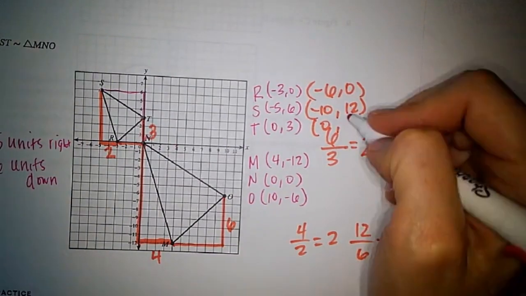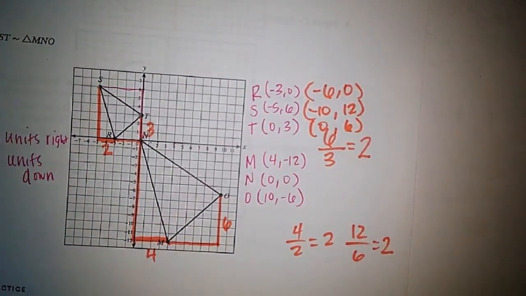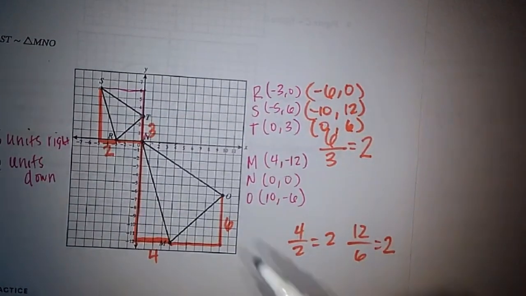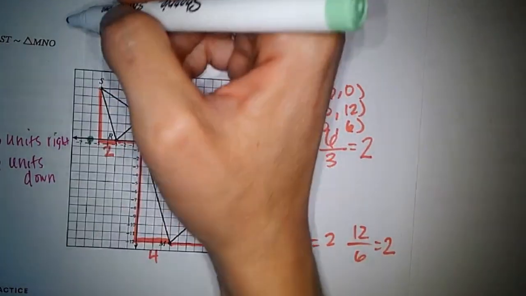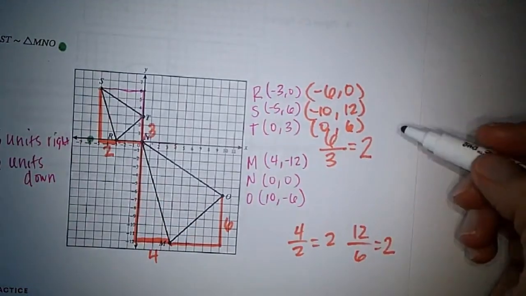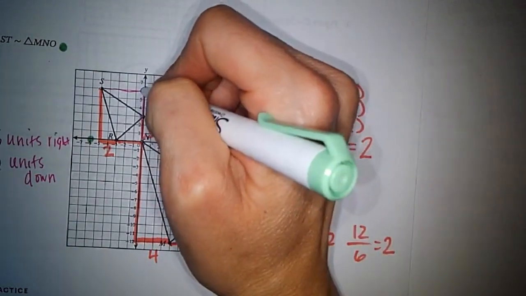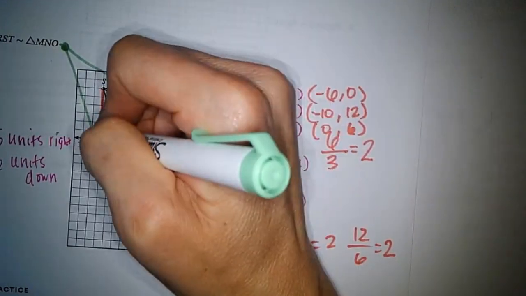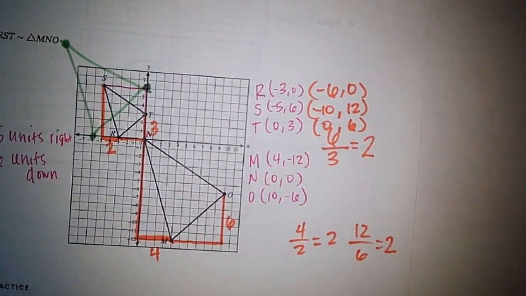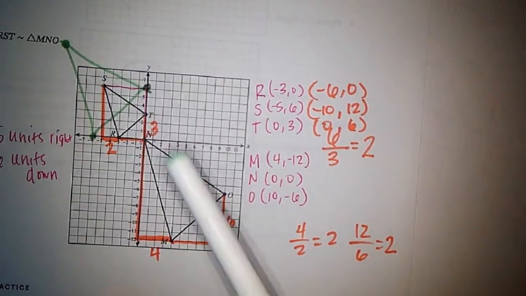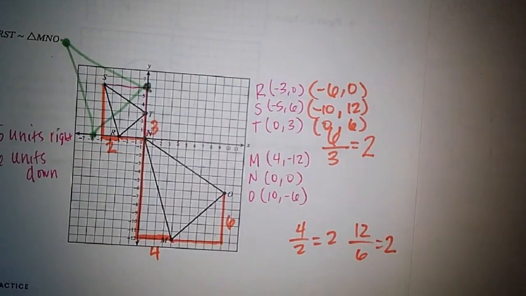6, 0. Negative 10 would be over here. 12 is way up here. Uh-oh, we have a problem. And then we have 0, 6. Okay, so there's our triangle if we dilate it. Now we're trying to figure out how to get it in this spot. What do we need to do in order to get all of this into this spot? 10 units right, 12 units down.